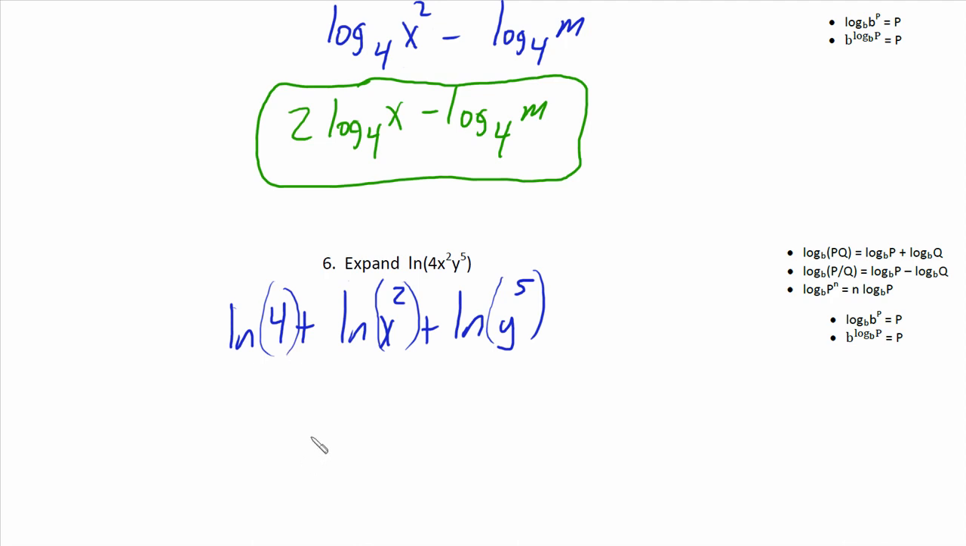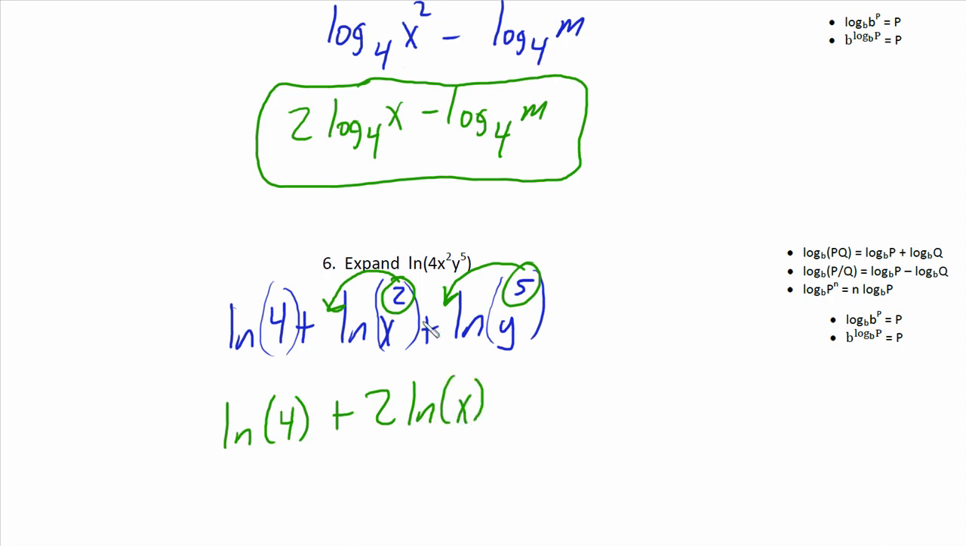Once I've done that, I can start looking for any more expanding I can do. Well, this 2 can come in front as a multiplier. This 5 can come in front here as a multiplier using this theorem. Then once we're done with that, we'll be completely done. So ln of 4 plus 2 ln of x, that 2 right here came in front as a multiplier, plus 5 ln of y. This 5 right here came in front as the multiplier there. So that is it for number 6.